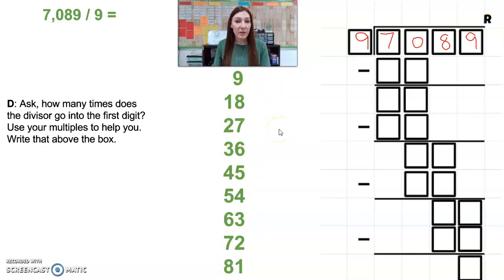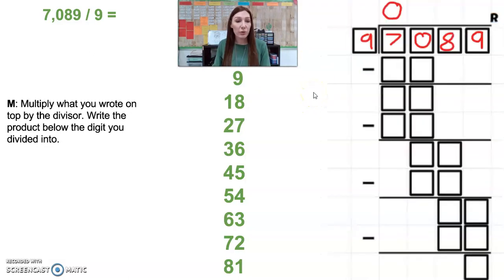So our first step is to divide. We need to ask how many times does the divisor go into the first digit. So when I'm dividing, I need to see how close I can get to the 7, looking at my multiples without going over 7. But if I look at my multiples, all of my multiples are larger than 7. This means that I cannot divide 9 into 7.